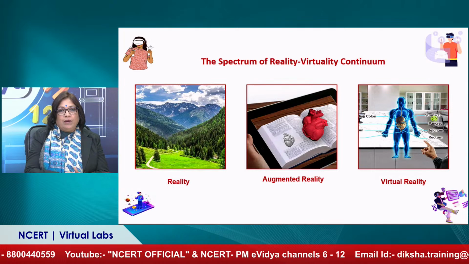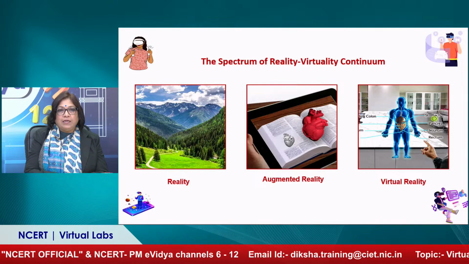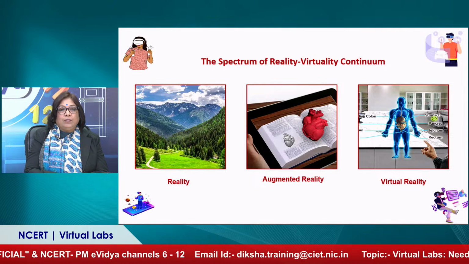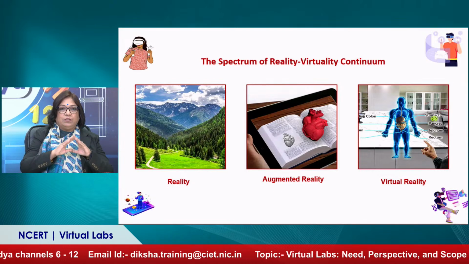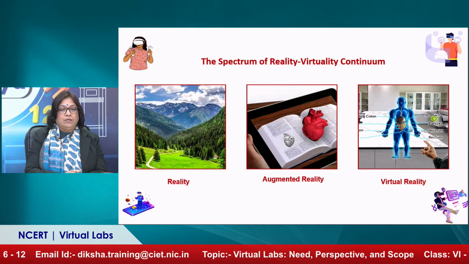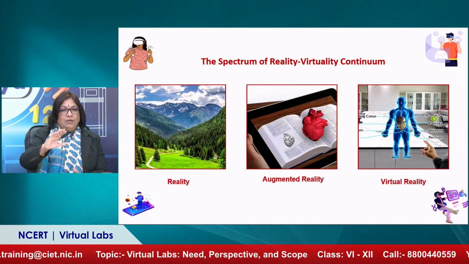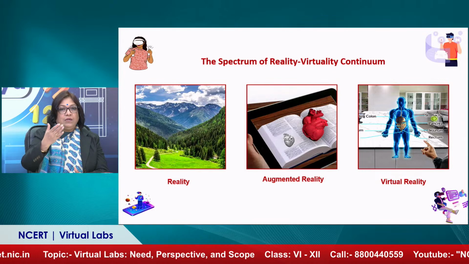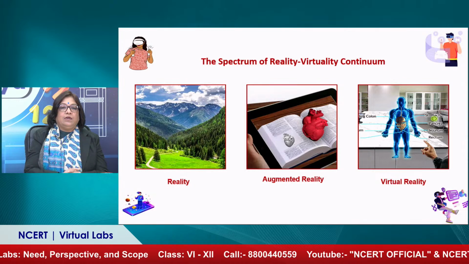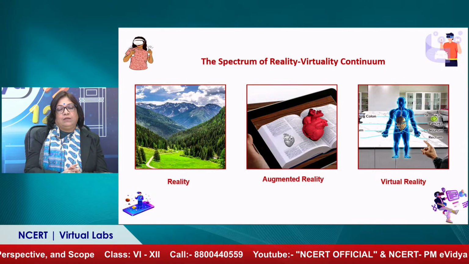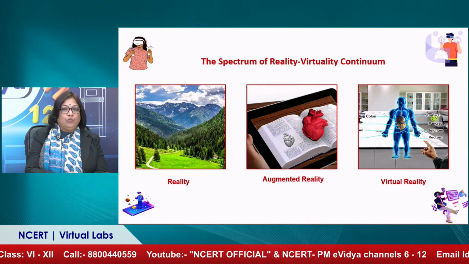So in picture 1 on the screen, which is captioned as reality, we can see the earth which is clad by mountains. It's a picture although, but it's a reality. We see the reality like that. We see the real mountains, we see the real plains. So this is something which we call reality, and it can be captured through images.